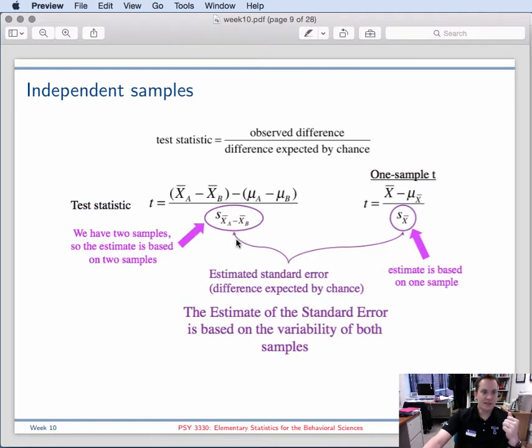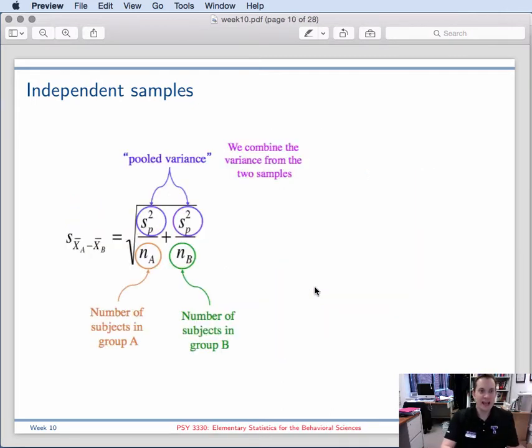This one is not quite so easy, because the problem here is that we have an estimate of standard error that's based on two samples. All right, and each sample has its own standard deviation. So the question is, how do we combine those two sample standard deviations into one standard deviation, if you will? Okay, and the answer is through something called pooled variance.